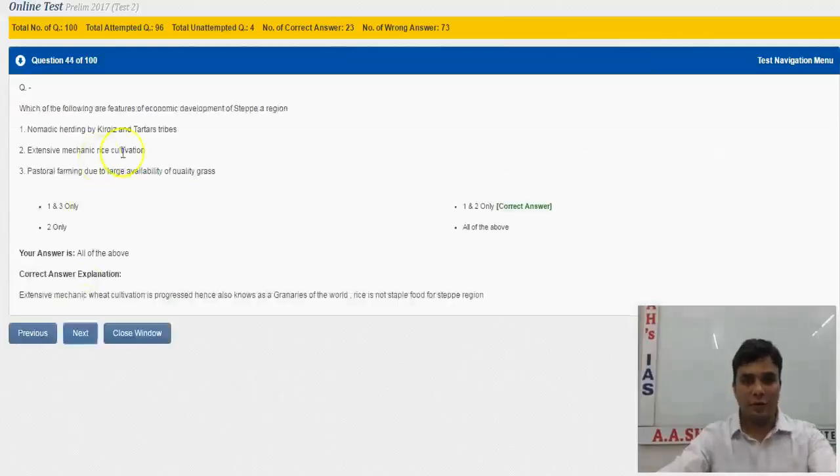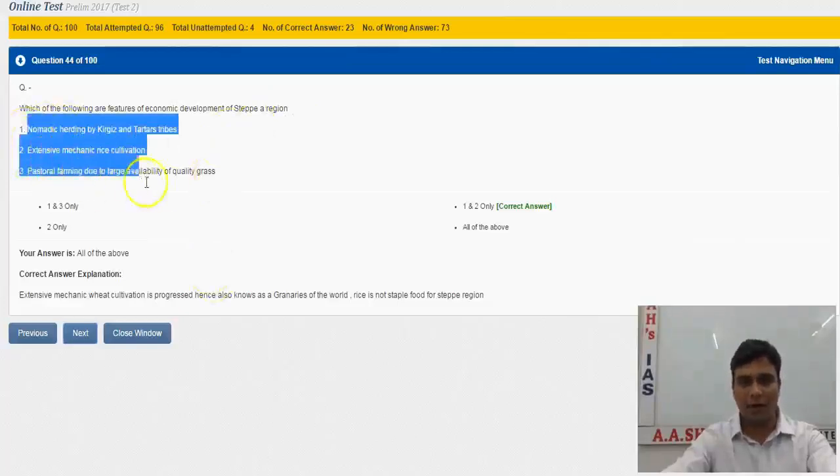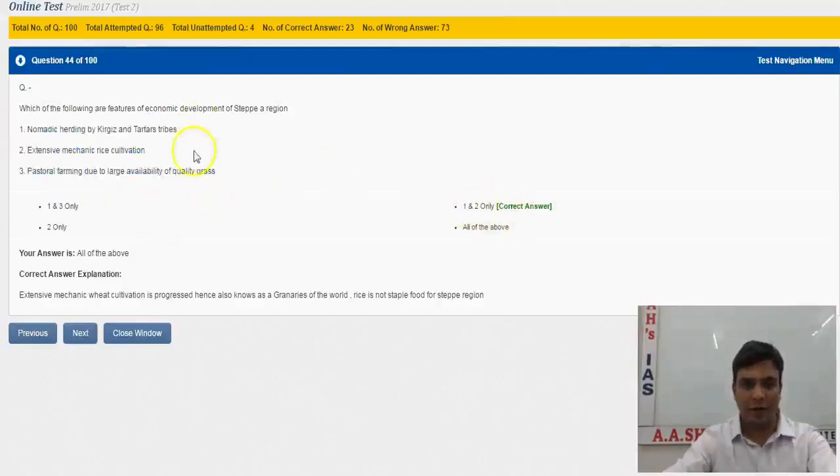Moving on. So there's a question on economic development of steppe region. अब ऐसे क्वेश्चंस में कोचिंग लियोंग बहुत ज़्यादा ज़रूरी है, आपका रीडिंग बहुत ज़रूरी है, बिकॉज स्टेपे जो रीजन होता है उसके बारे में अगर आपको पता करना है तो आपको बुक ही पढ़ना पड़ेगा। Nomadic herding by Kyrgyz and Tatar tribe, extensive mechanical rice cultivation, pastoral farming due to large availability of quality grass. So the option says that 1 and 2 are right and option 3 is wrong.